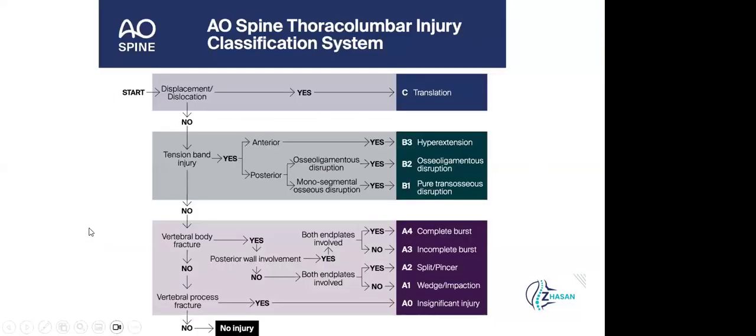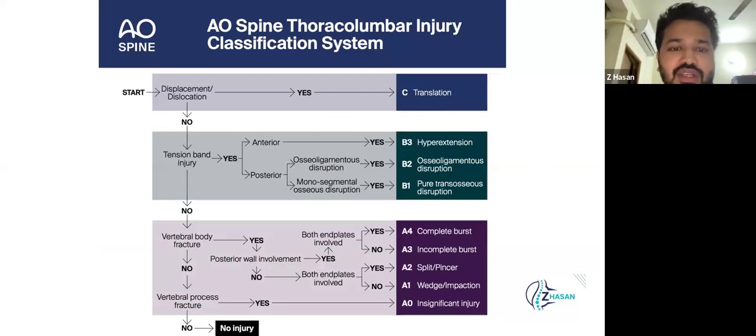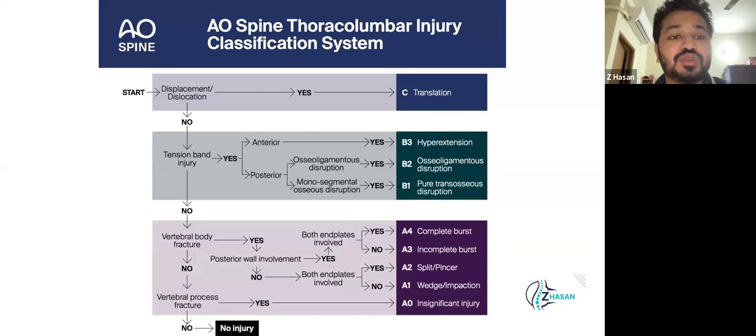Usually we do classification by seeing the X-ray, and then we need MRI for the tension band. That is okay. I know that you know that. But in this AO system, you have to start with this algorithm.